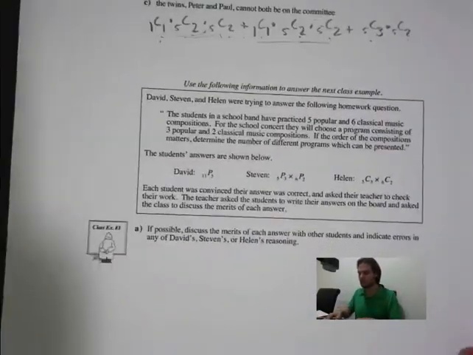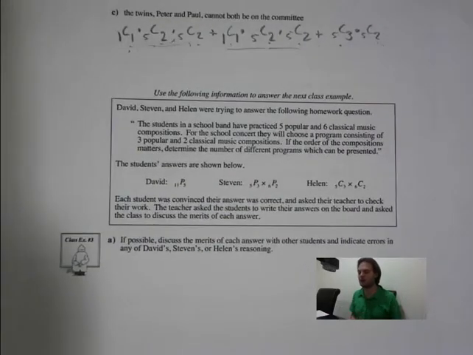Okay, there we go. Last question is, so here's a situation. We have David, Stephen, and Helen trying to answer the following homework question. The students in a school band have practiced 5 popular and 6 classical music compositions. For the school concert, they will choose a program consisting of 3 popular and 2 classical music compositions. And the order of composition matters, right? So the order in which they choose the songs matters here. Now determine the number of different programs that can be presented.